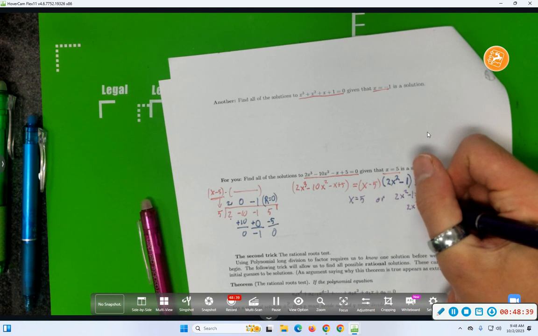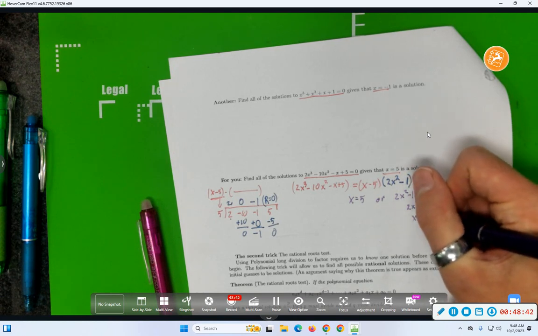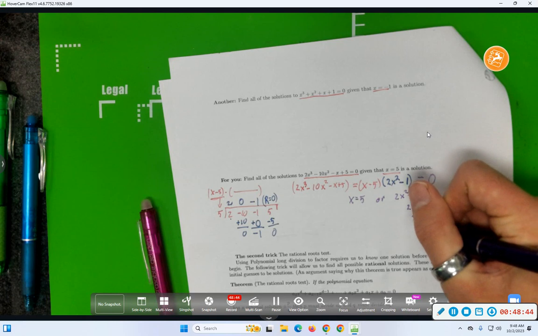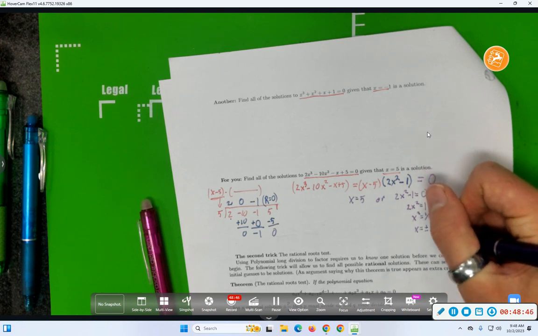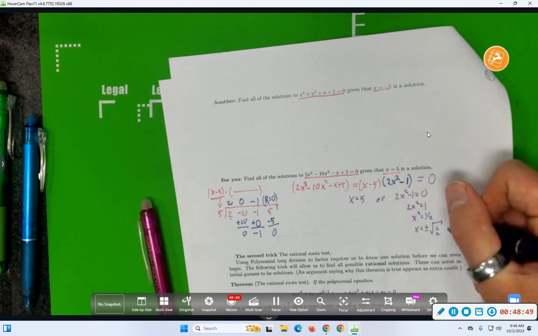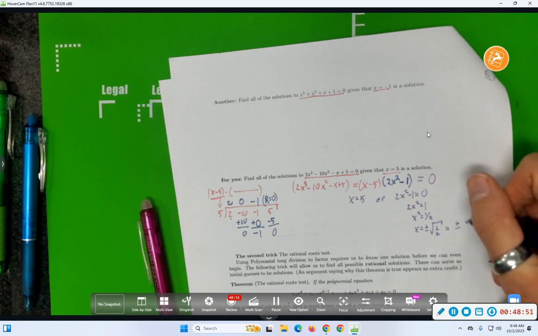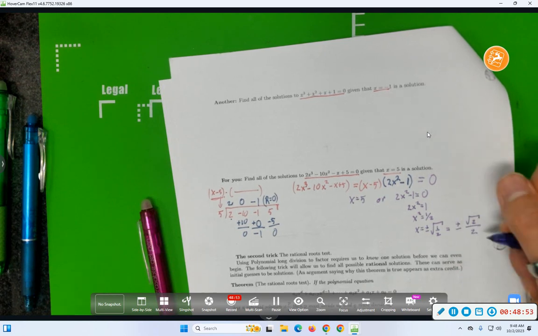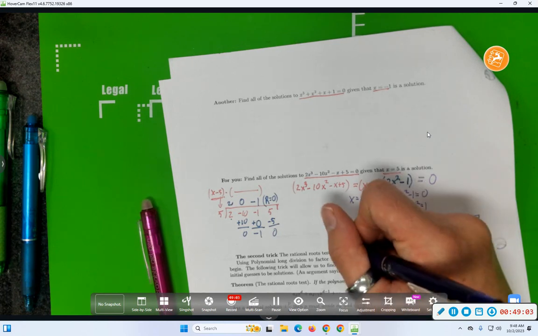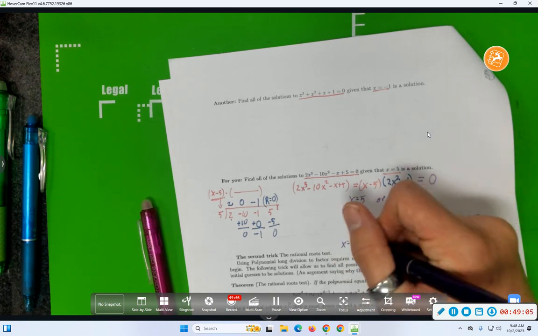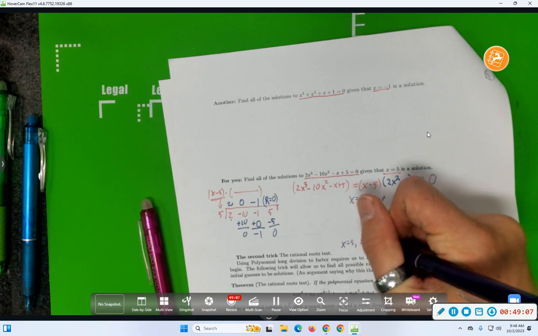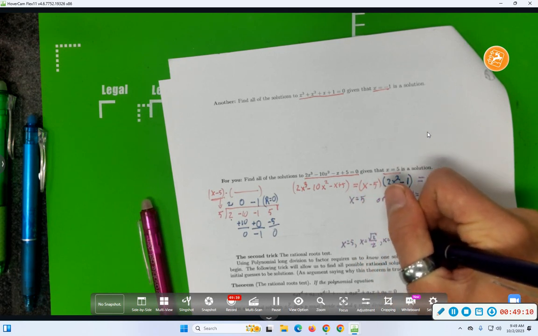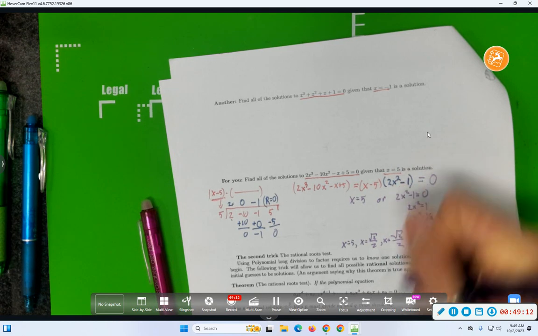So 2x squared equals 1, x squared equals 1/2, x equals plus or minus the square root of 1 over 2, which I'm going to simplify to square root 2 over 2. Neato. That feel okay? So we now have all 3 solutions. x equals 5, x equals square root 2 over 2, x equals negative square root 2 over 2.